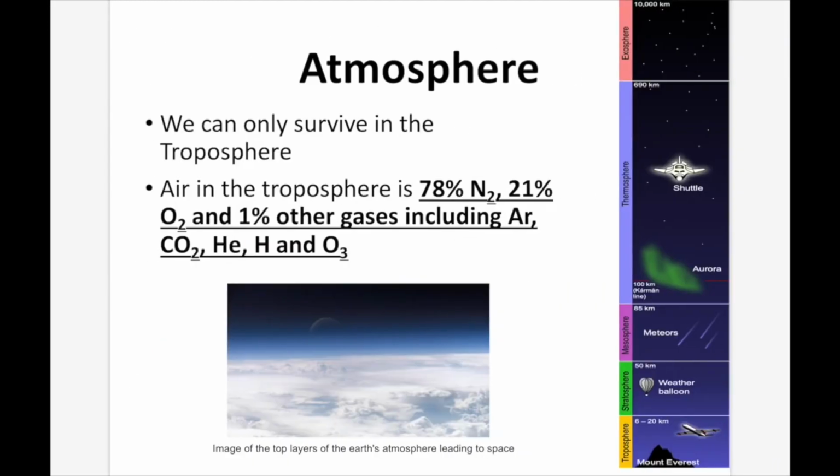The atmosphere. So we can only survive in the troposphere, which is this section right there. Air in the troposphere is mostly nitrogen and oxygen, about 78 and 21% respectively, and then about 1% other gas, including things like argon, carbon dioxide, helium, hydrogen, and ozone. And you can see in this picture right here, this top haze area, that's going to be our atmosphere.